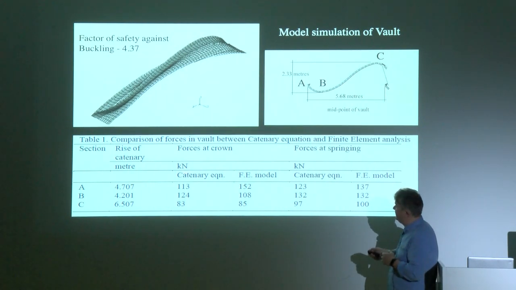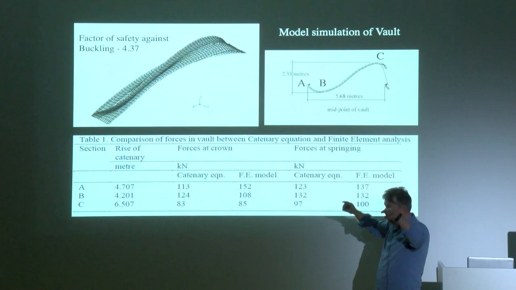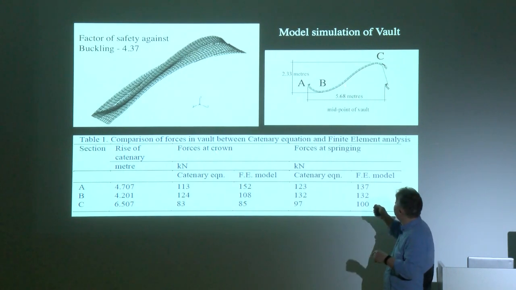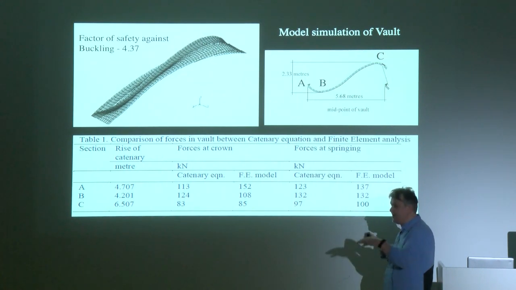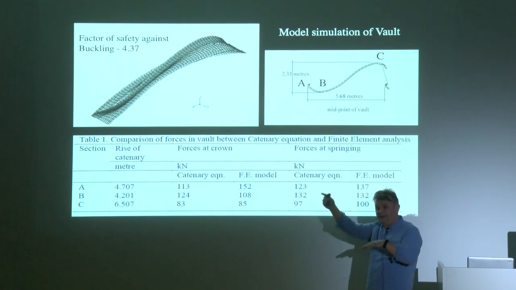We also compared the analysis, and we could see why it resists the buckling, because actually it shears load. If you look at the catenary equation, which assumes that it's just a series of individual catenaries, we see that we get certain values of the force at different points, at the springing and at the crown. The crown is the center at this point, and the springing is at the supports. Then the FE model and the catenary are different. But that's because load is transferred across the different sections.